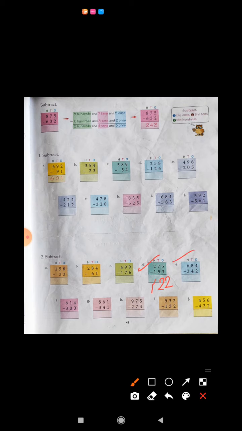The question is 684 minus 342. First we will do subtraction of ones. 4 minus 2 is 2. Now subtract the tens. 8 minus 4 is 4. Now subtract the hundreds. 6 minus 3 is 3. The answer is 342. And this one from F to J part you will do in homework yourself in copies. I hope you understood this one.